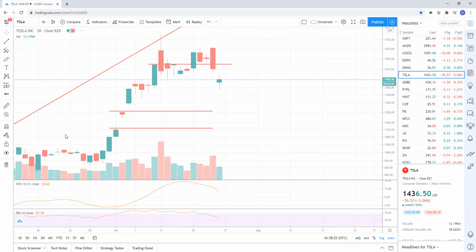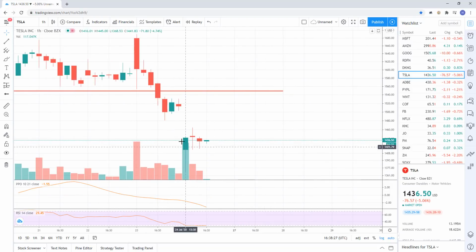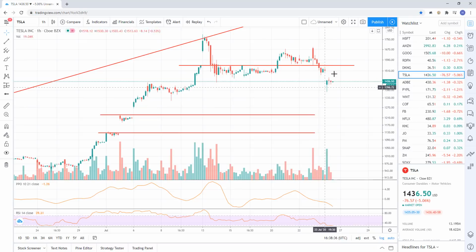So go to the hourly now. You can see this could easily run up and fill the gap today. We could even run up to this 1550. Just not enough of a breakdown on the hourly chart. It was a gap down, but could easily recover it. So I just don't see enough here to justify a position one way or the other as of right now.